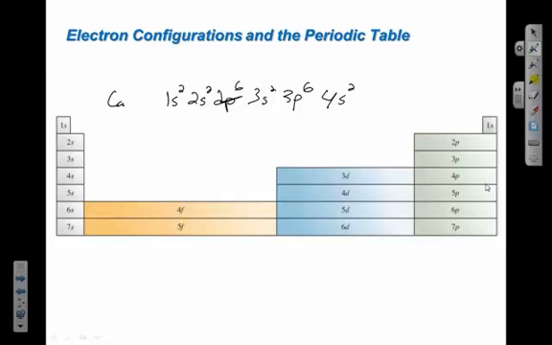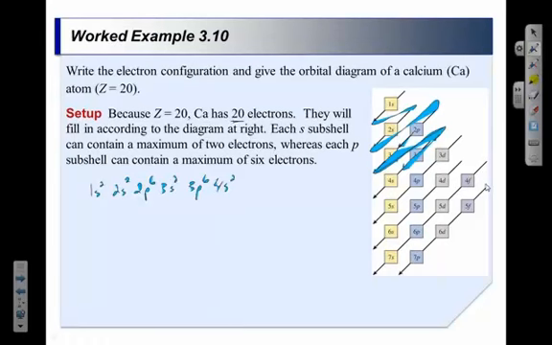So you don't really need this. All you need to do is remember this is the S block, the P block, the D block, the F block, and then just follow the periodic table until you get to the element you're interested in.